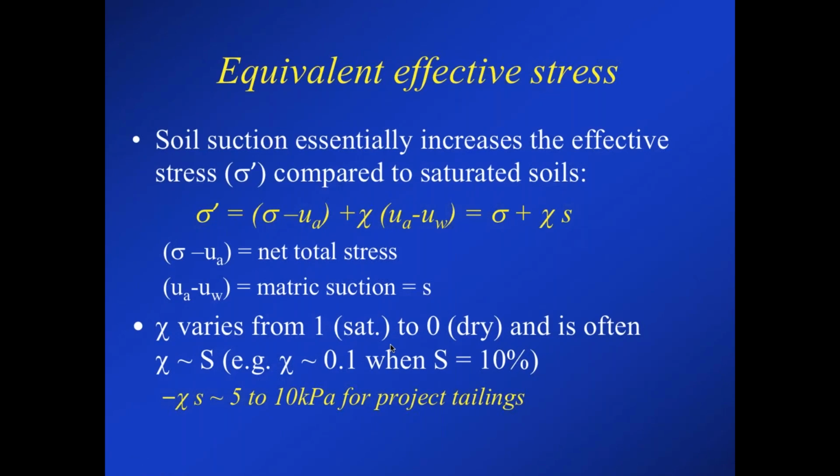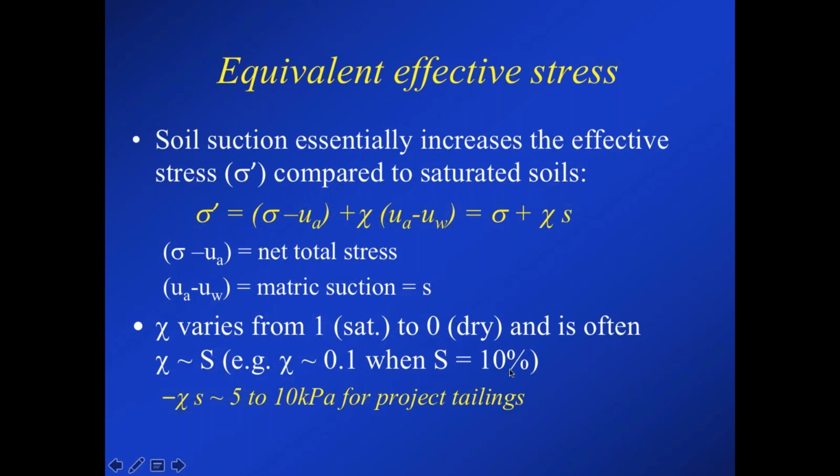When we talk about what influence this has on the effective stress, there's this well-known equation that the effective stress is the total stress minus the air pressure, plus some factor times the suction, which is the air pressure minus the water pressure. Here it is simplified down. Really, it's just the total stress plus the suction times this chi factor. This chi factor varies from 1 for saturated to 0 for dry. There are a number of relationships, but often it's assumed that this chi factor can be approximated by the degree of saturation, so it varies from 1 to 0.